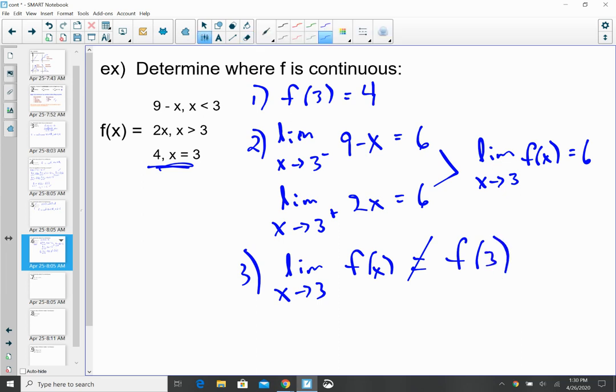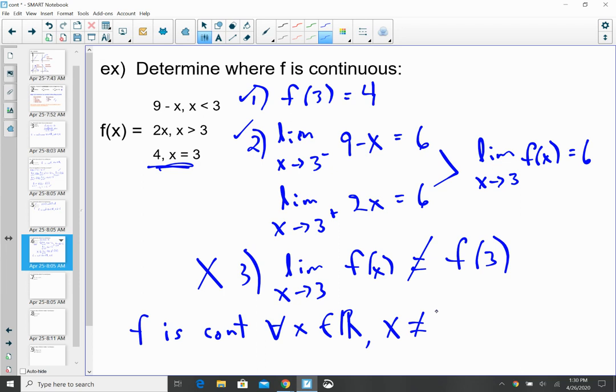All right. So these two were good. This one was not. What's that mean overall? F is continuous for all values of x that are real numbers, except x cannot equal 3.